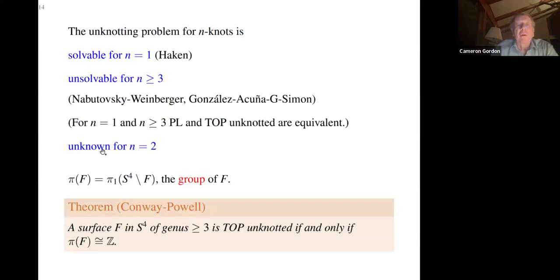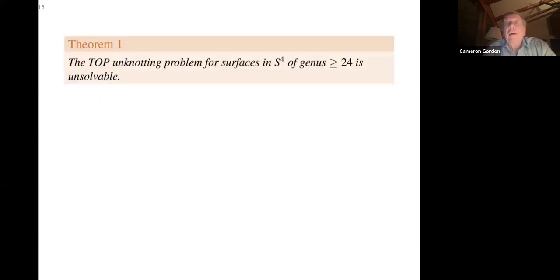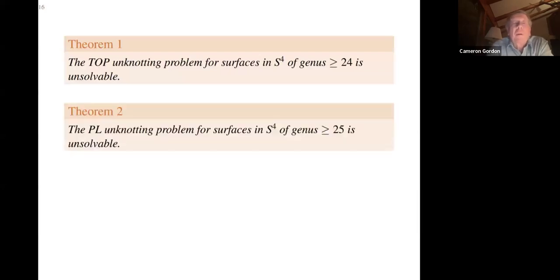Like I said, I'd love to be able to answer the question for the two spheres, but unfortunately I can't. But let me just state a couple of theorems right off the bat. The topological unknotting problem for surfaces of genus at least 24 is unsolvable. That's a theorem that I'll spend most of the time talking about, actually. In the PL category, you can't do quite as well. At least I can't. The PL unknotting problem there needs genus at least 25.